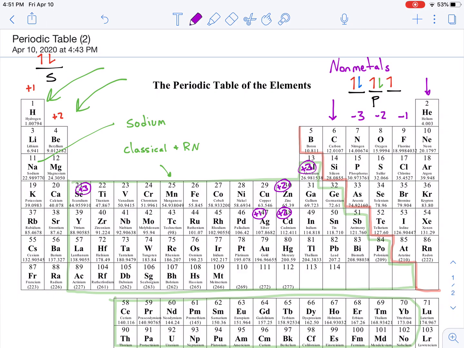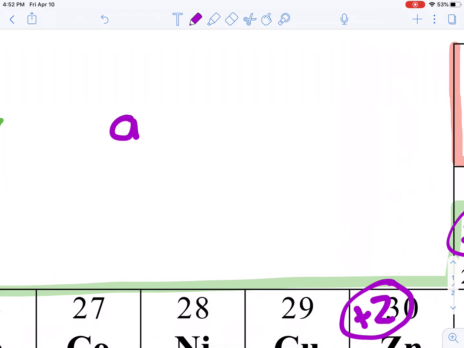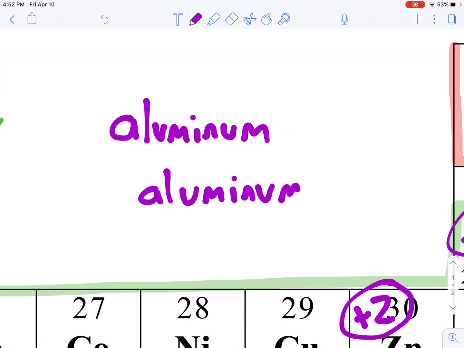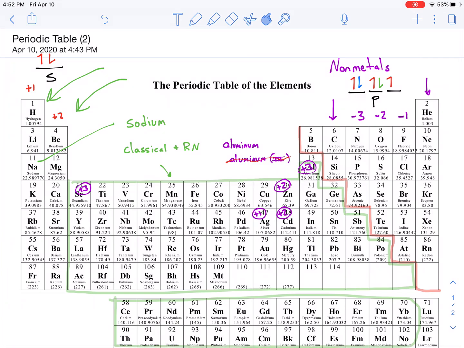So for instance, aluminum is always a +3. We simply write this as aluminum, not aluminum 3. This is incorrect. Even though it's a +3 charge, it's always a +3 charge, so we do not require a Roman numeral. So we'll keep using those as we continue to practice, and let's do that by practicing some ternary ionic compounds.